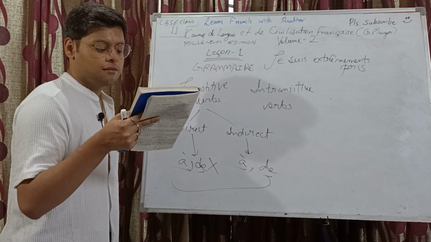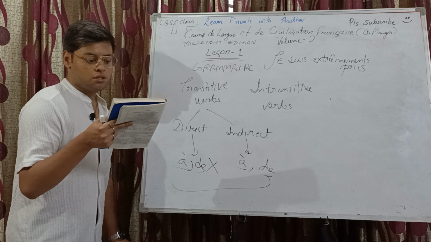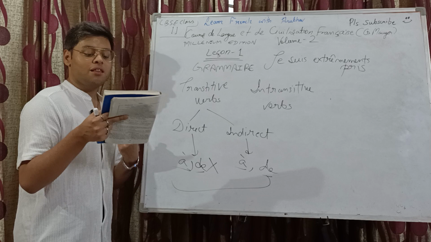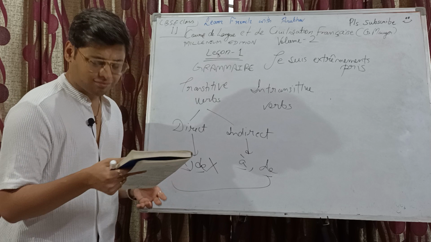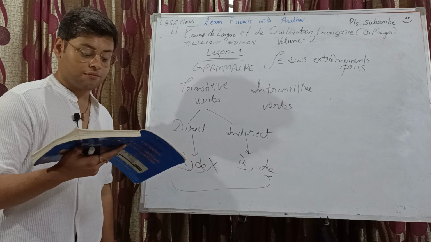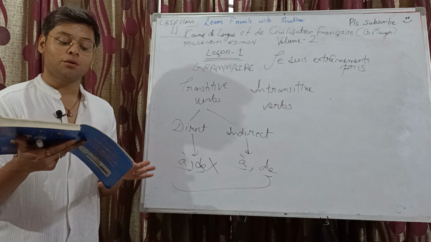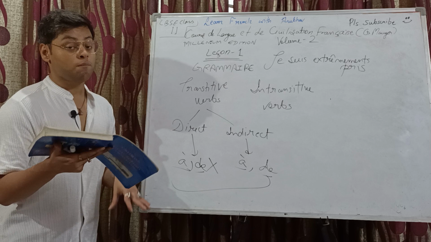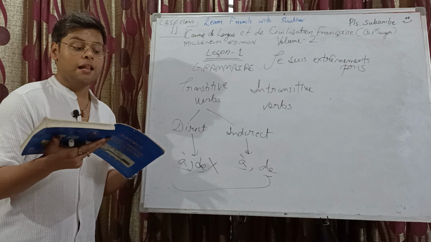So you need to find, from this text, three transitive direct verbs, one transitive indirect verb and three intransitive verbs. And what's the identification? We know it pretty well. A direct transitive verb will have a complément d'objet without any à or de. Transitive indirect will have a complément d'objet avec à ou de. Et le verbe intransitif n'a pas de complément d'objet.